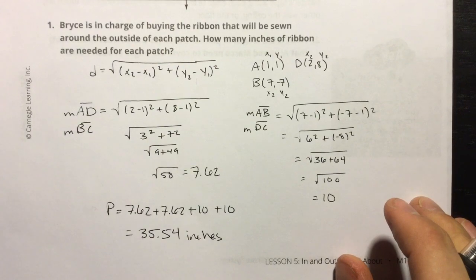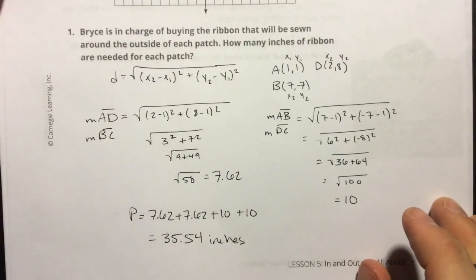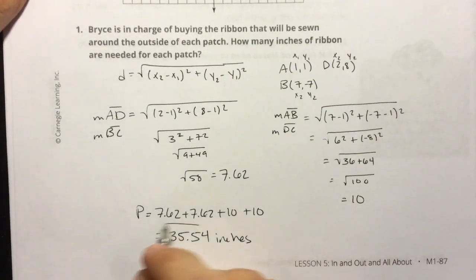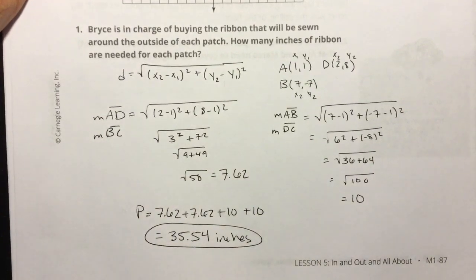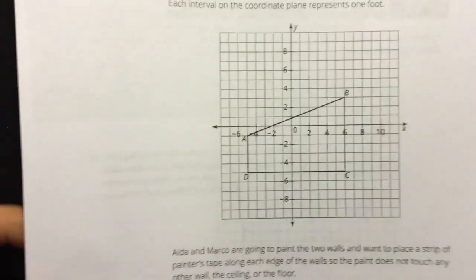Okay, so how many inches of ribbon are needed for each patch? So basically it was asking for the perimeter there, so there is our perimeter. Okay, so that was question 1. Now on to question 2.